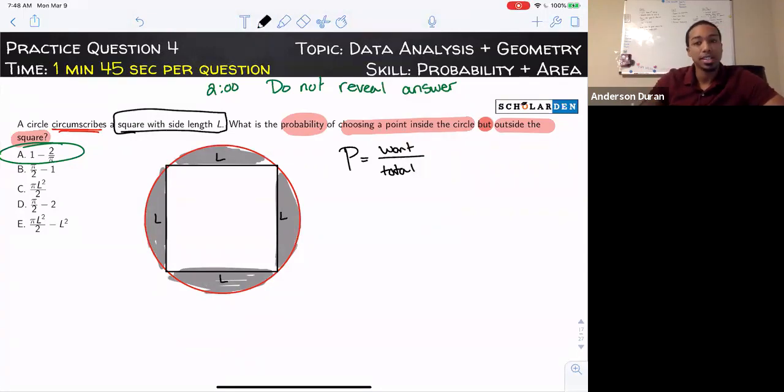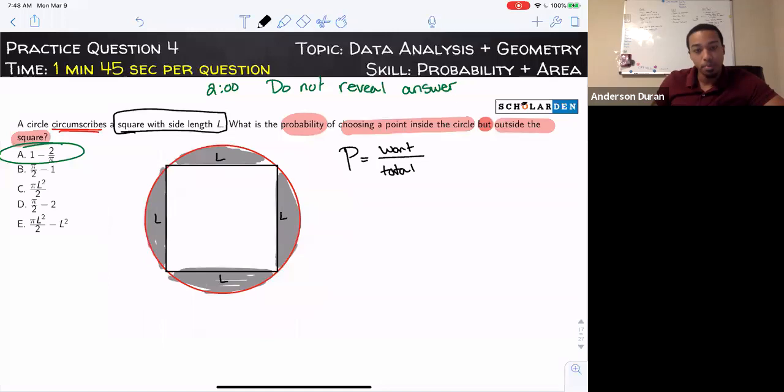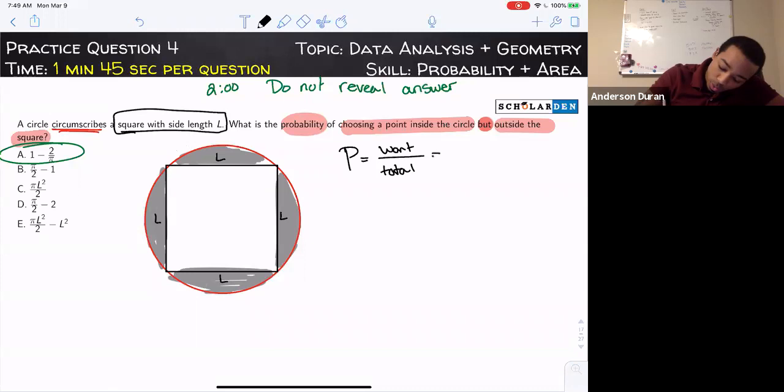And here's how we're going to get there, guys. Notice how we have the entire circle, but then we're taking away the square in the middle. So what we want, again, I'm going to say that again in English. We want everything inside the circle except the square. So here's what we want. We want the circle, but we want to take away the square. But what's the total possibility here? What's the total here? Well, you can pick anything inside the circle. So the whole circle is the total.